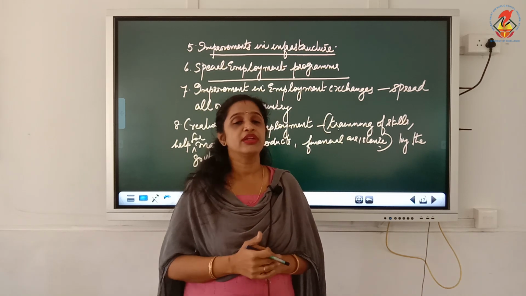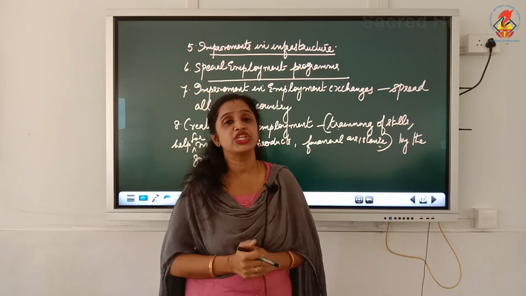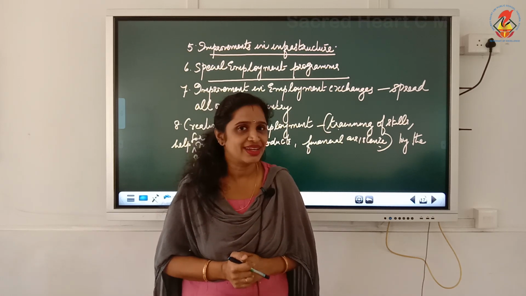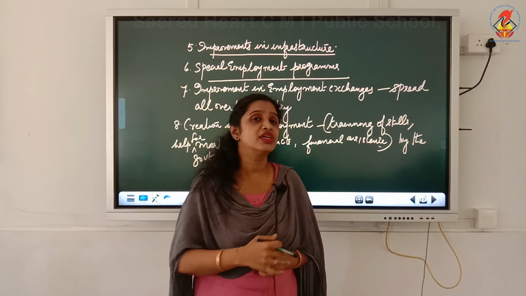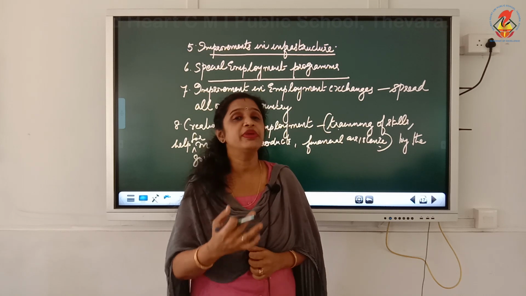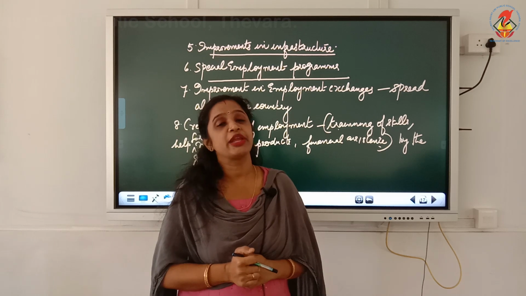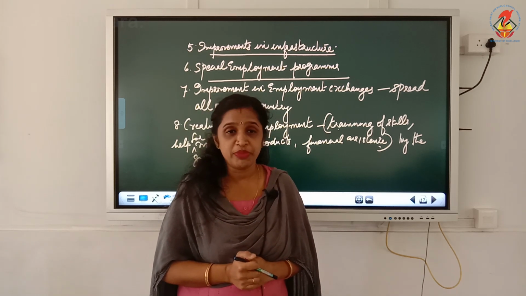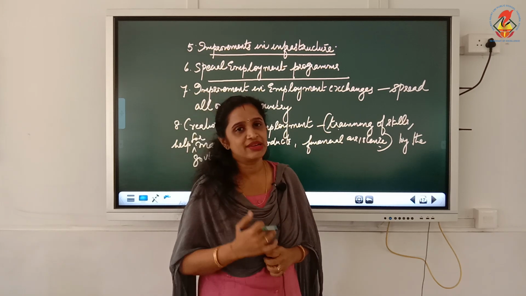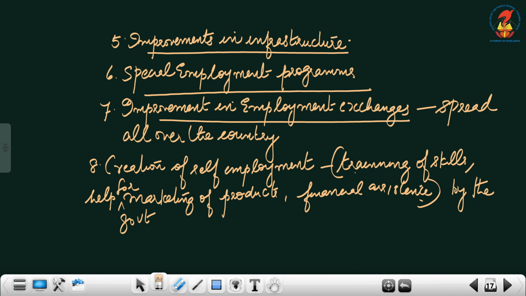Now you have learned in rural development, the government initiates programs for diversified activities, where people are engaged in different works other than farming, such as animal husbandry and horticulture. All these can be initiated by the government so that the problem of unemployment can be eliminated. The people can earn their means of living. Then comes improvement in the employment exchanges. It should be spread all over the country.